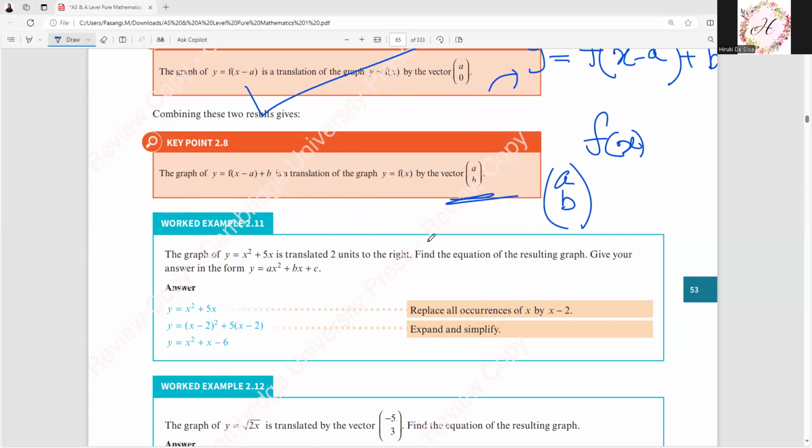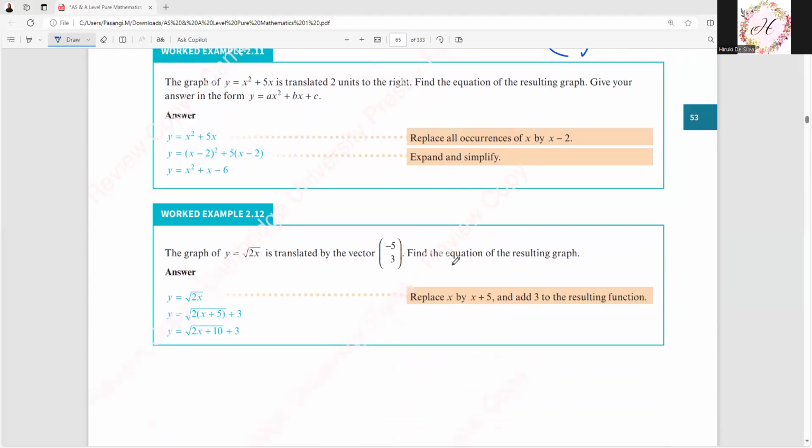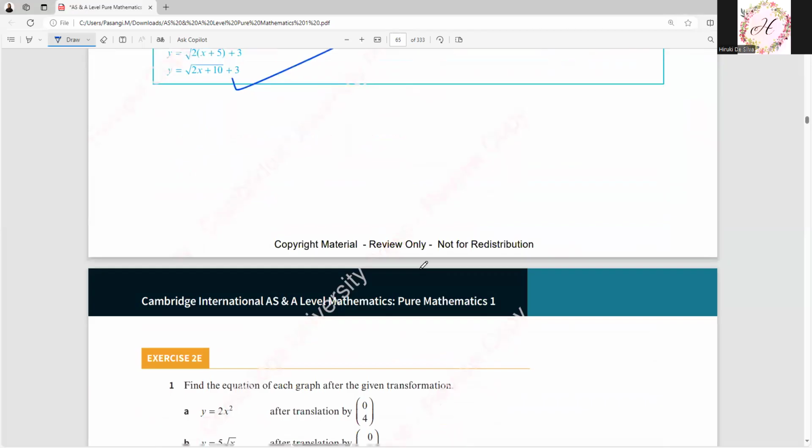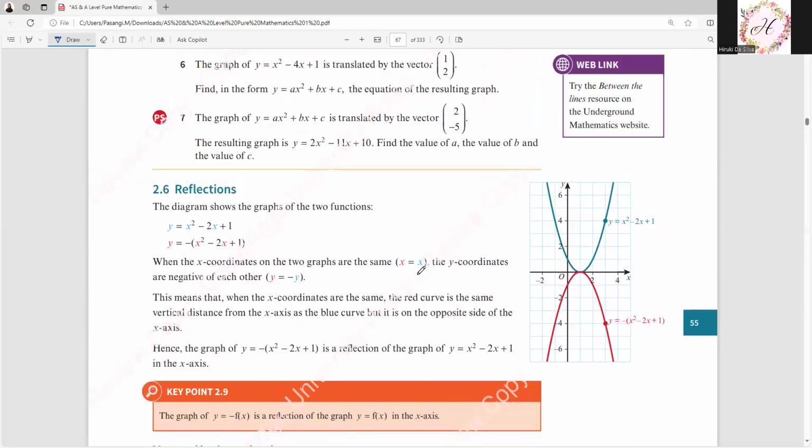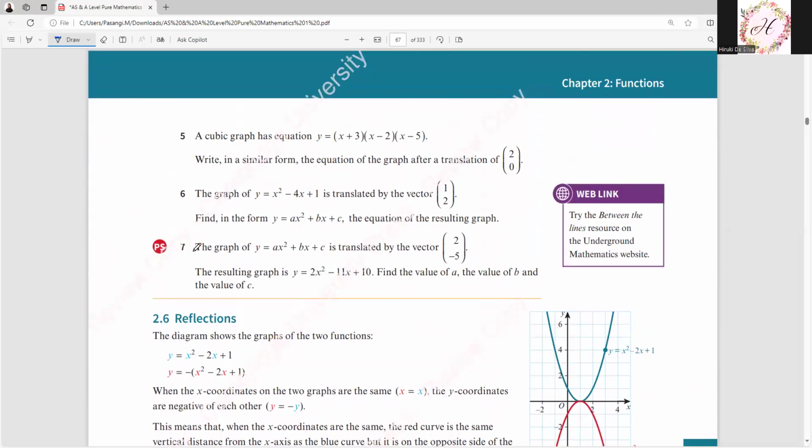Okay, so that's also done, right? Then you were able to find y equals square root of 2x plus 10, plus 3. That's also done. Resulting graph. Okay, now can you do the last exercise, practice one, the seventh one.